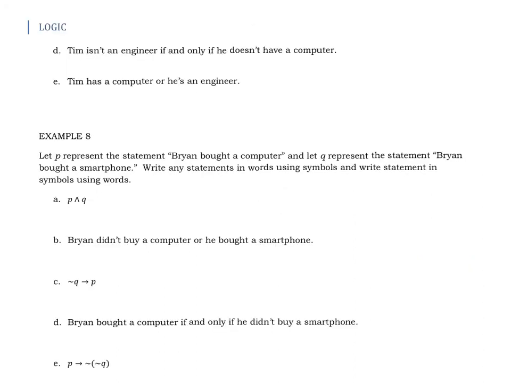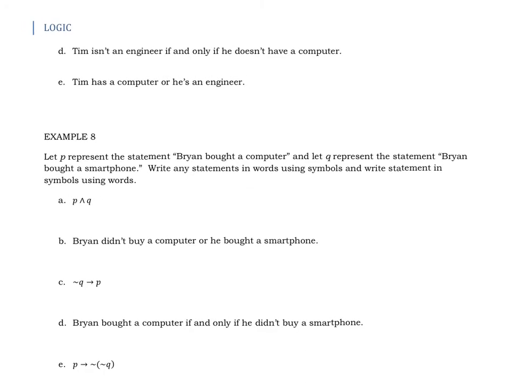Okay, let's look at D. We have Tim isn't an engineer if and only if he doesn't have a computer. Well, that is a biconditional, so that's going to get a double arrow. Tim isn't an engineer: him being an engineer is P, and we have a negation of that. He doesn't have a computer: having a computer is Q, and we want the negation of that. All right, so on E, it says Tim has a computer or he's an engineer. Or is a disjunction. So Tim has a computer is Q, sorry, and he's an engineer, that was P.